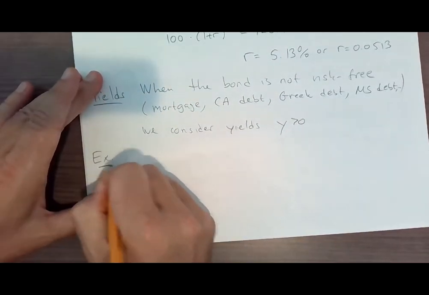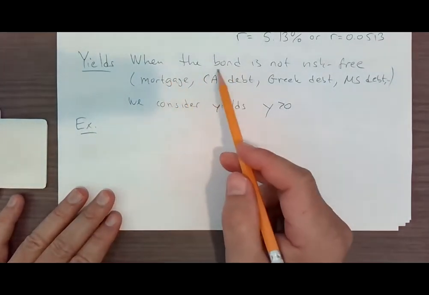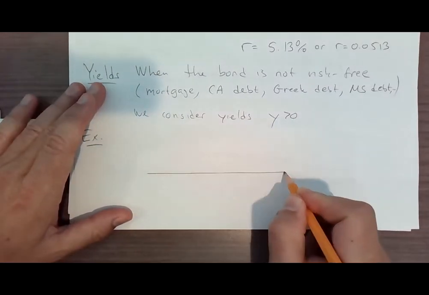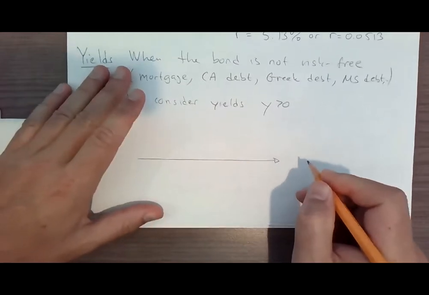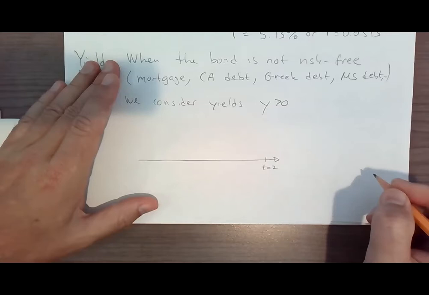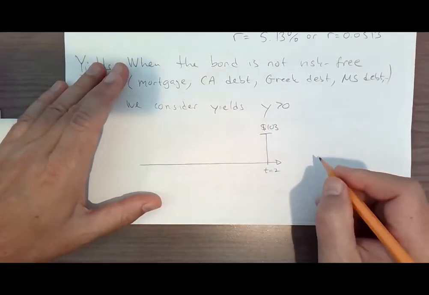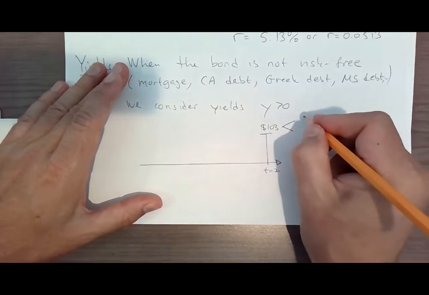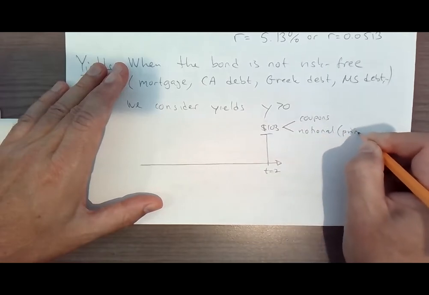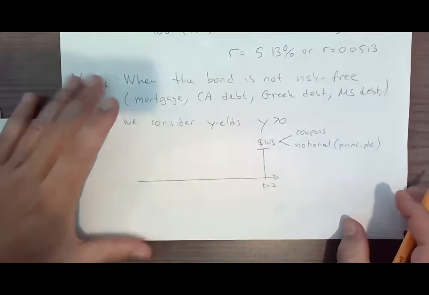So let's do an example. You have a bond issued either by me, so it's a loan, mortgage, California, or one of these other entities, and it has the following profile. Here the end time in this example is 2 years, and the final payment is 103. As before, this consists of coupons and notional. Notional, another word, is principal. Maybe it's a 3% coupon and notional is 100.